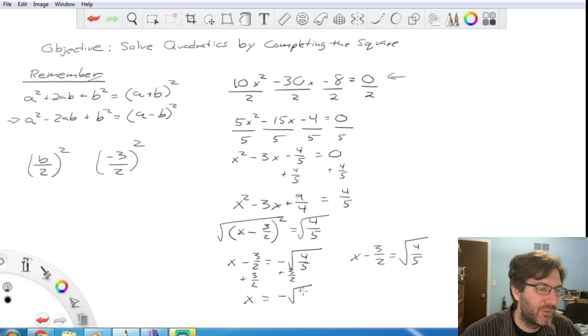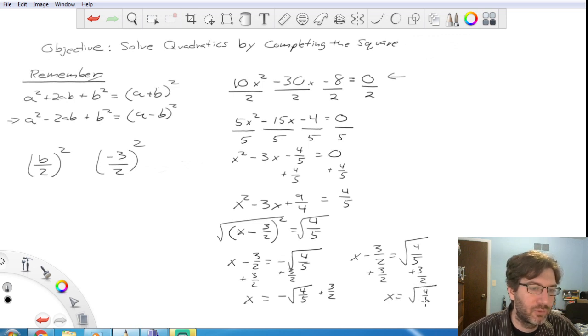So we have negative square root of 4/5 plus 3/2 equals x, and then you put that in your calculator and solve it out the best you can. We'll probably end up rounding because this is going to be irrational with that square root. Over here, same deal, plus 3/2. So here you get x equals the square root of 4/5 plus 3/2.